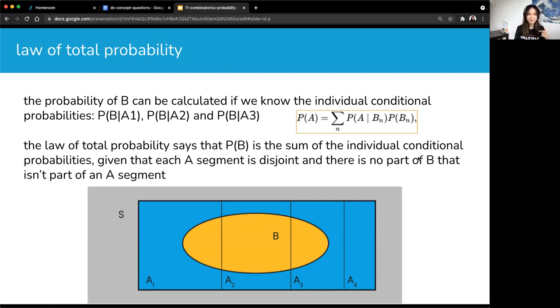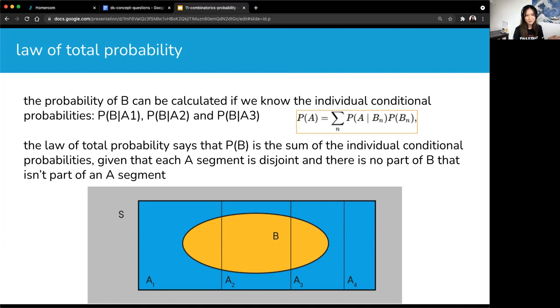Basically, they're saying that there's this formula that you can use, which is over here. It says that the probability of B is the sum of the individual conditional probabilities, given that each A segment is disjoint and there is no part of B that isn't part of an A segment. Why this is important, I will show you in the concept questions, with an example where it is important.